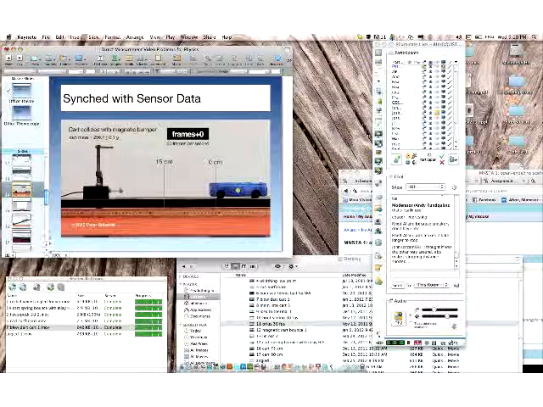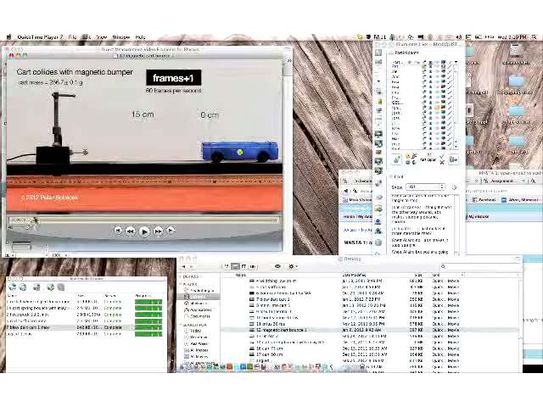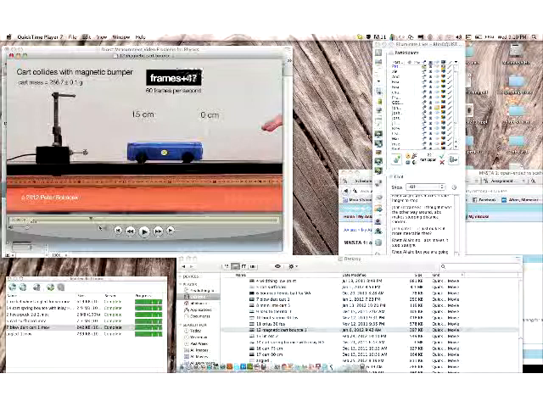So this one here is a cart with a magnetic bumper on the cart, and also some magnets on a force sensor there. And so I will bring this one up over the keynote window. The collision itself isn't that interesting. The cart rolls across and comes against that magnetic bumper and goes back out. You can use that little distance measurement there, the 15 centimeters and the frames, to figure out how fast it was going on the way in and how fast it's going on the way out.